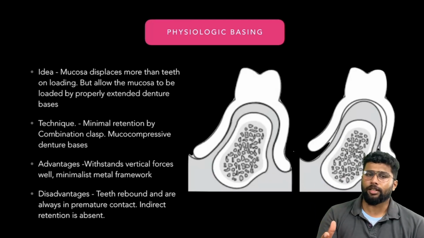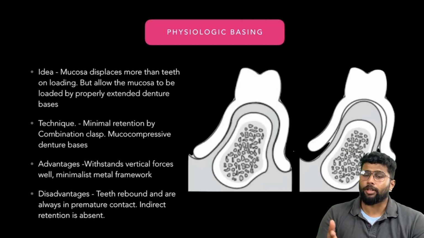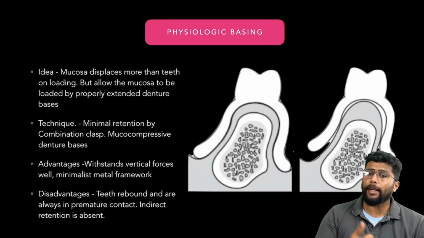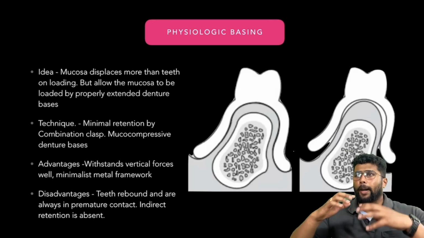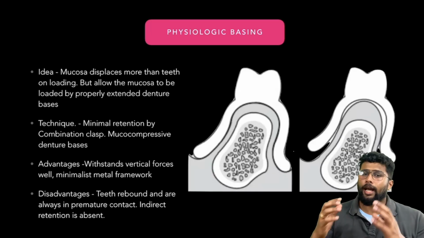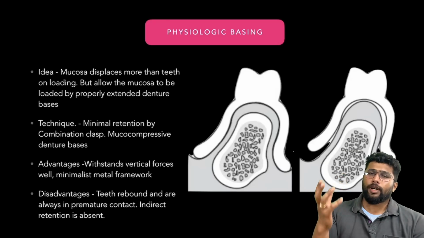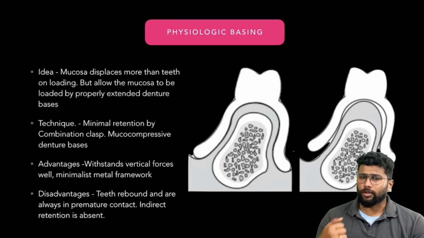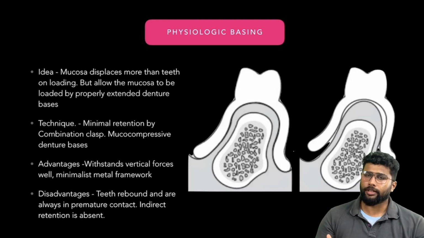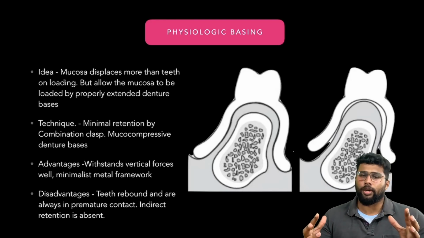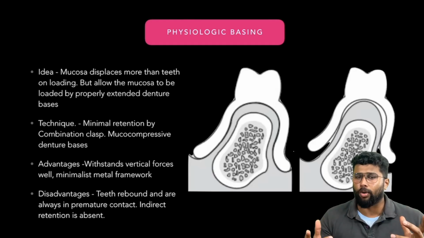Now, the method by which they did this was they used minimal retentive features, right? Combination clasps when possible. And they used a muco-compressive impression technique so that they compressed the mucosa and loaded it and recorded it in that state. Now, the advantage with that is that obviously the vertical forces are tolerated well. But the disadvantage is once the denture is released out of function, the mucosa tends to rebound and relax.